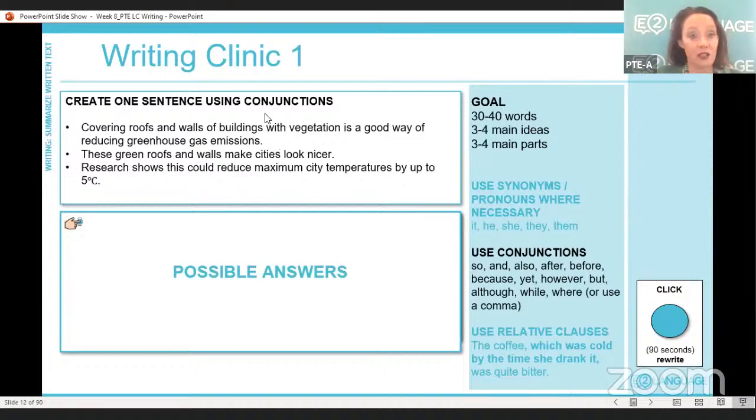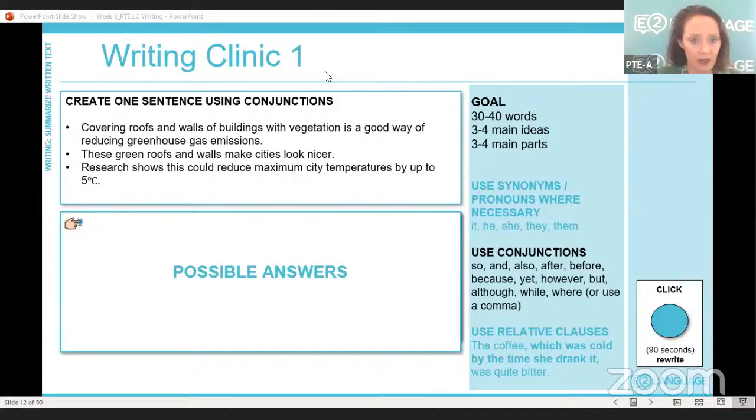So what would be the connection between these two? Do you think it's a contrast? Is it a reason? Is it adding information? Any suggestions there? Yeah, it could be a reason, and it could just be and. It could be because, Candace, yes. So we could say, okay, that covering them, cities look nicer because they have these coverings. Or we could say these coverings reduce gases and look nicer, make the buildings look nicer. So we could do that.